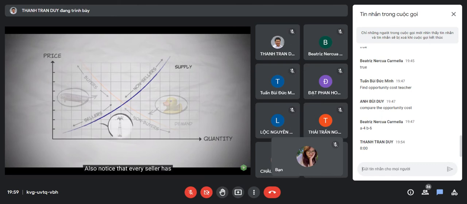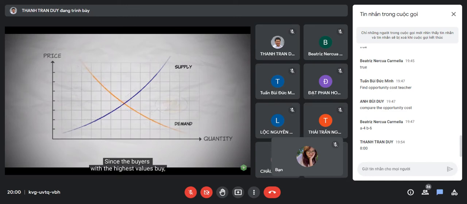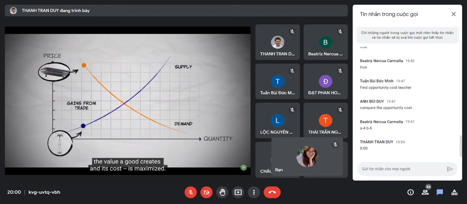Also notice that every seller has lower costs than any of the non-sellers. Since the buyers with the highest values buy and the sellers with the lowest costs sell, the gain from trade, the difference between the value a good creates and its cost, is maximized.